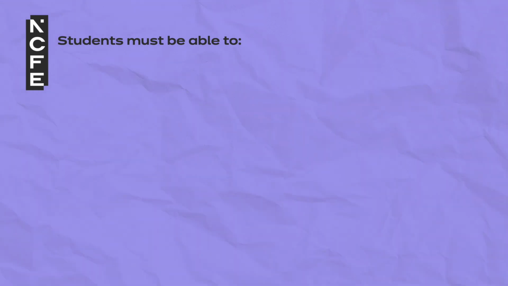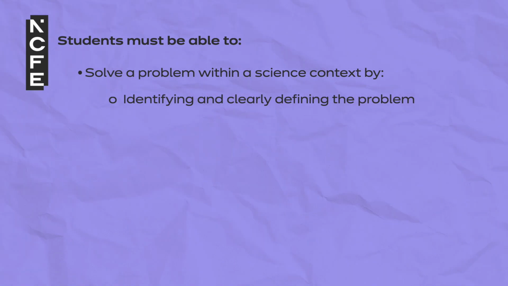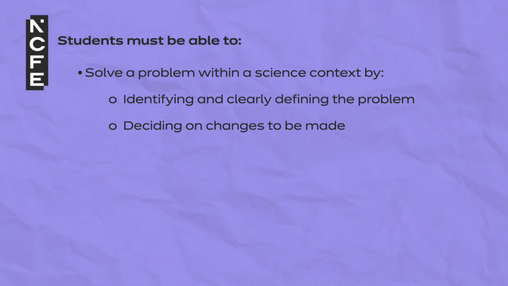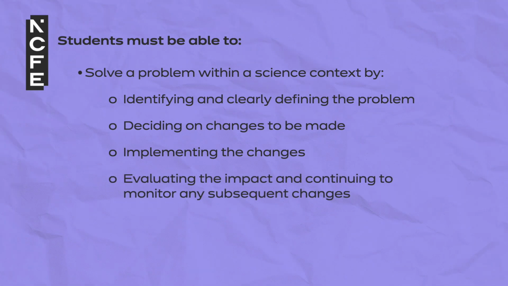Students must be able to solve a problem within a science context by identifying and clearly defining the problem. In order to do this, students need to demonstrate a thorough understanding of the context of the problem. Decide on changes that need to be made, taking into account any steps required to implement the change, the success criteria that will measure the impact of the change, implement the changes and be willing to use new technologies when appropriate to gather data and record results, evaluate the impact and monitor any subsequent changes.